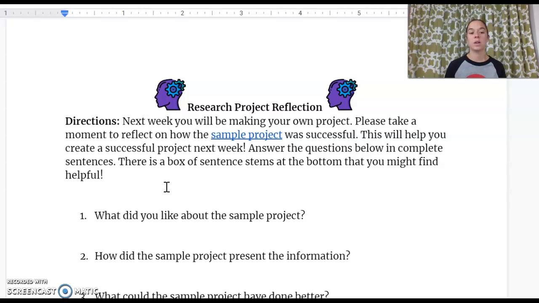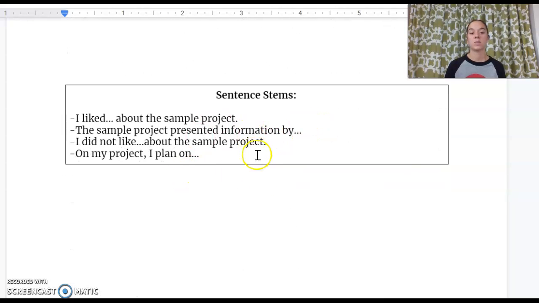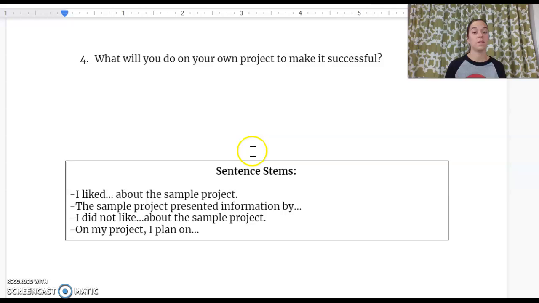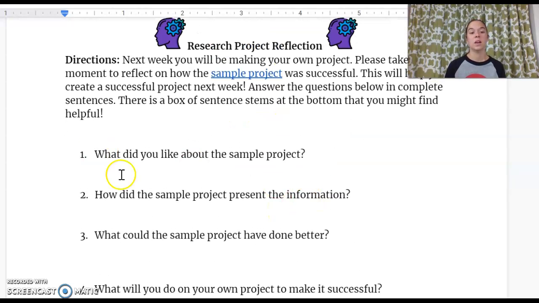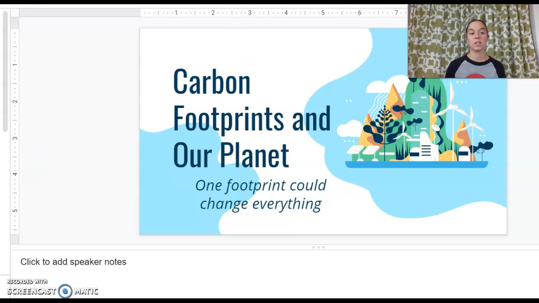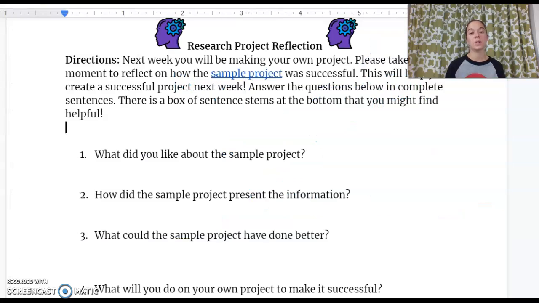Answer the questions below in complete sentences. There's a box of sentence stems at the bottom that might be helpful. So down here are some sentence stems to help you get going if you're not sure. There are 4 questions you will answer in complete sentences. So I'm going to go back to the sample project. I may need to click through, right? I may need to look at it one more time. It's been a couple days.